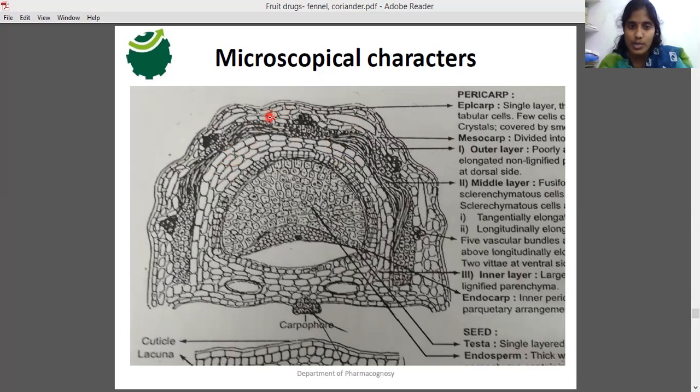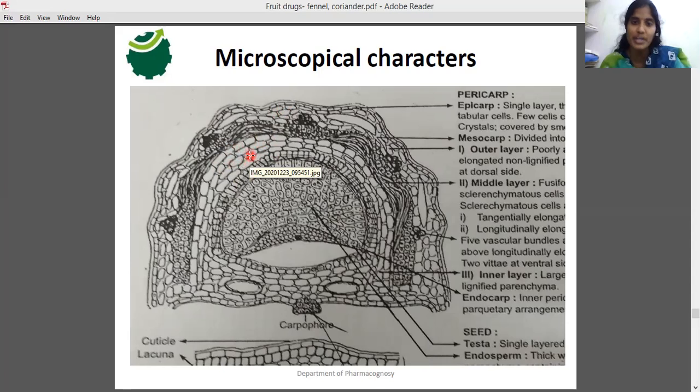But here also it is a parenchyma, that is, the outer layer is also parenchyma, but it is not lignified. We already studied in the tissue side that parenchyma is usually not lignified, and the cell walls of the parenchyma are usually made up of cellulose. But in case of coriander, the inner layer of the mesocarp is also made up of parenchyma, but the cell walls are made up of lignin. So it is a lignified parenchyma.